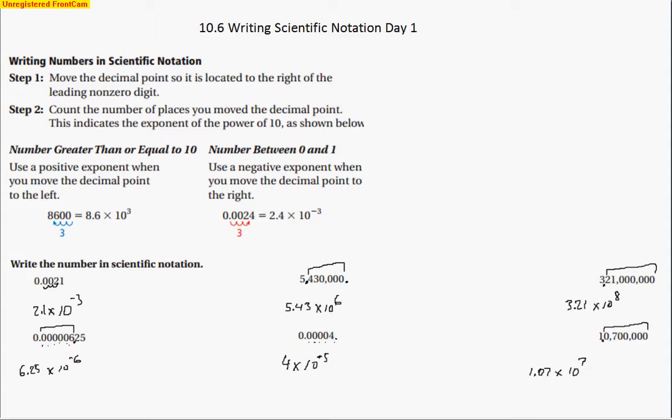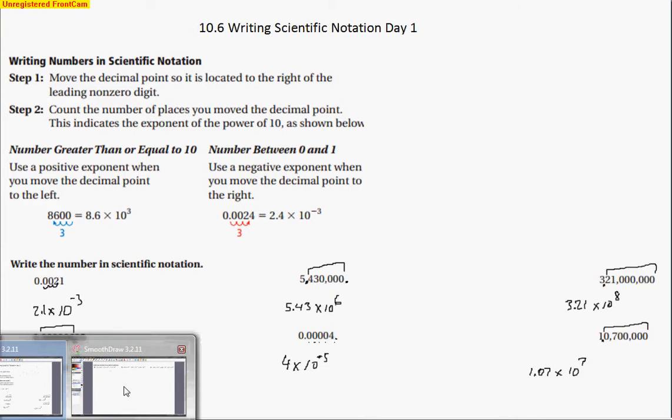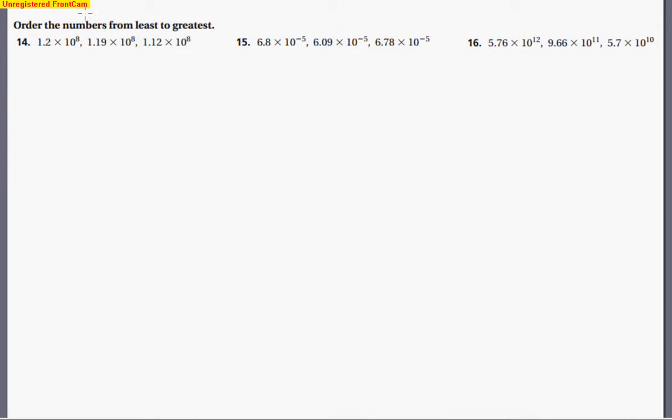So the next type of problem that you're going to end up seeing on this assignment is ordering the numbers from least to greatest. So what we do first is we compare the exponents first. So I look at all these exponents and they're all the same. So then I need to compare the multipliers. So I'm looking at these numbers here. So the multiplier is 1.2.